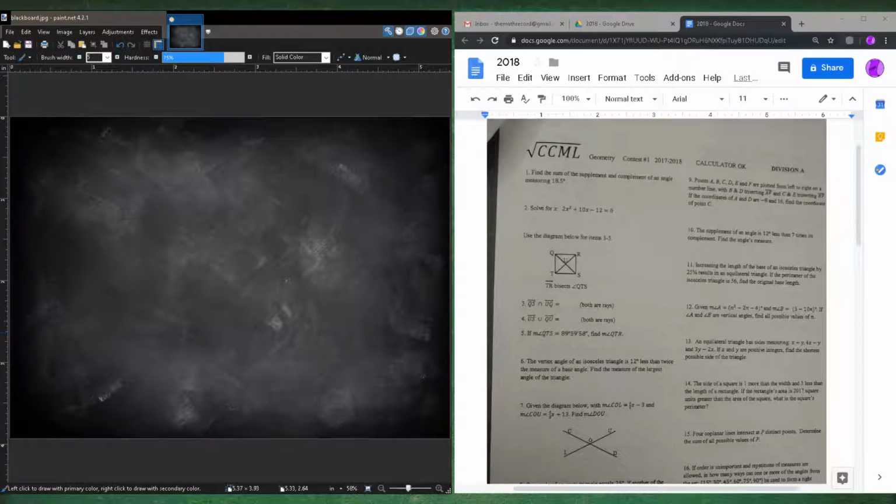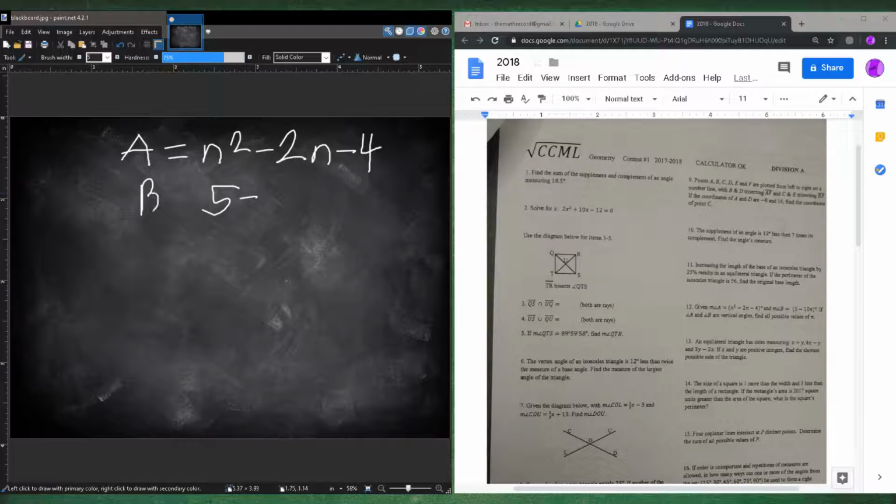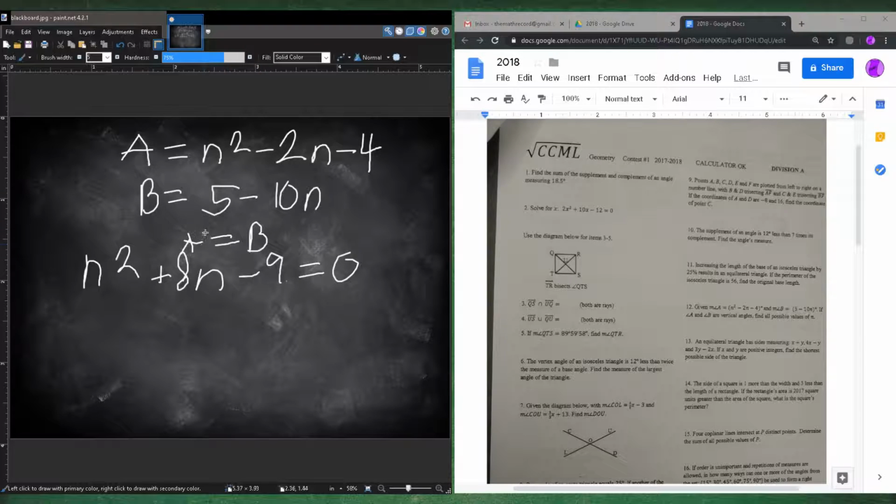Next question. Number 12. Given measure A is equal to, okay, I'll write this down if you can't see it. A is equal to n squared minus 2n minus 4 degrees, and B is equal to 5 minus 10n degrees. If A and B are vertical angles, so they have to be equal in measure, find all possible values of n. So they say n squared minus 2n minus 4 is equal to 5 minus 10n. So you get them all to one side, so it's n squared minus negative 10, which is plus 8n. And then negative 4 minus 5 is negative 9. It's equal to 0, because A has to be equal to B. So you just rewrite it to one equation. I'm just skipping the step where we write out A is equal to B and substitute these sides in.